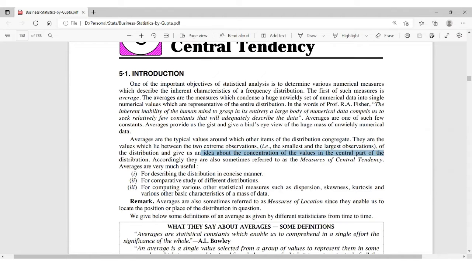For describing the distribution in a concise manner, for the comparative study of different distributions, and for computing various other statistical measures such as dispersion, skewness, kurtosis, and various other basic characteristics of a mass of data, averages are sometimes referred to as a measure of location, since they enable us to locate the position or place of the distribution in question.